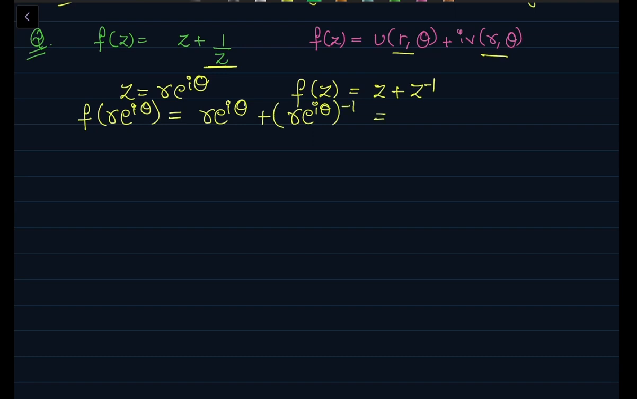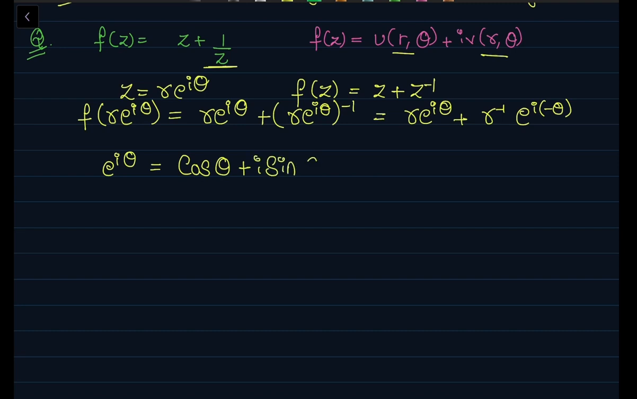When you solve this, you will get r e raised to the power iota theta plus r inverse e raised to the power iota minus theta. Can I write it like this? Okay. Now we know that e raised to the power iota theta is cos theta plus iota sin theta. What is e raised to the power iota minus theta? It will be cos minus theta plus iota sin minus theta.